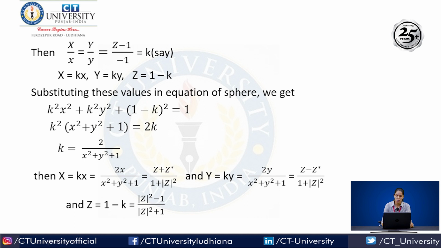And the last one is my z equals 1 minus k. Putting the value of k, after that solving x square plus y square as mod of z square, we can get mod of z square minus 1 by mod of z square plus 1. So these all are the x, y and z coordinates.